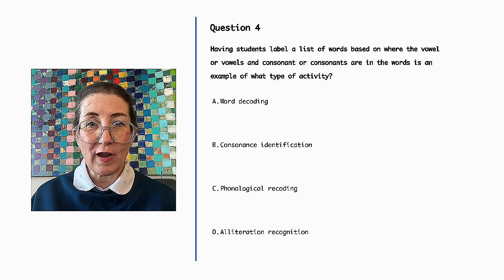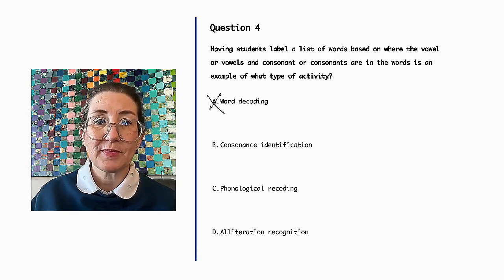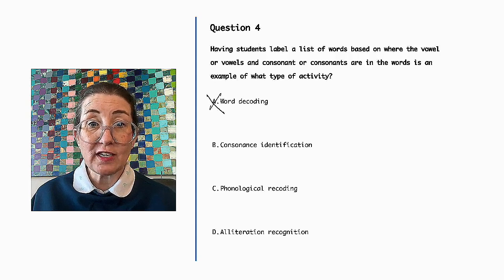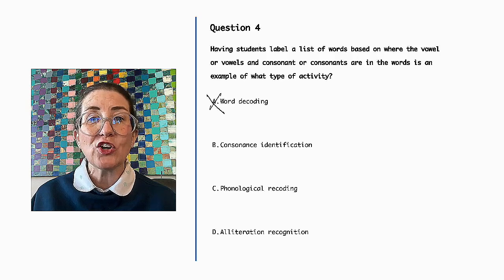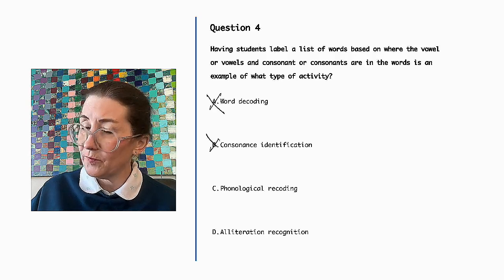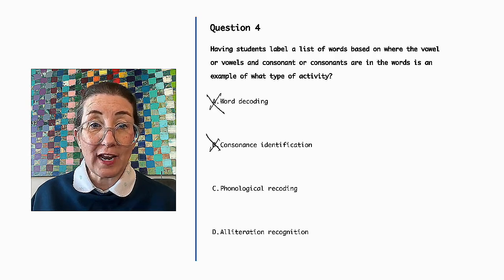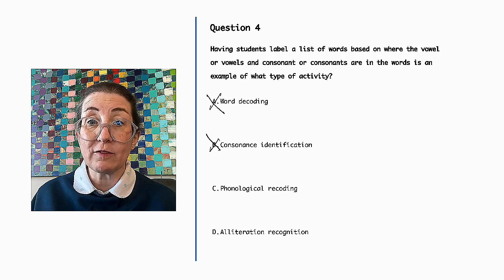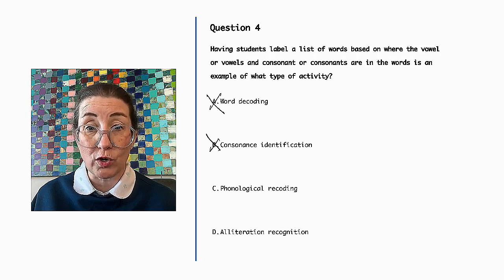Word decoding is incorrect here because it involves breaking down words into phonetic components, but doesn't specifically address labeling vowels and consonants. Consonants identification is also incorrect, as it relates to the repetition of consonant sounds in phrases, not in analyzing individual word structures. Alliteration recognition is not applicable either because it involves identifying the repetition of initial consonant sounds in a series of words, not labeling vowels and consonants.